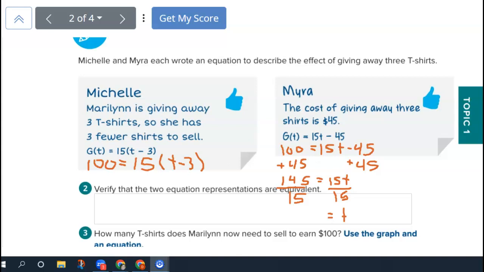And that is going to be your answer, kind of, for how many t-shirts Marilyn needs to sell to earn $100. But remember, can you really sell part of a t-shirt? So think about how many she actually needs to sell to make $100 or more, okay? How much does she need to sell to get up to or just past $100?